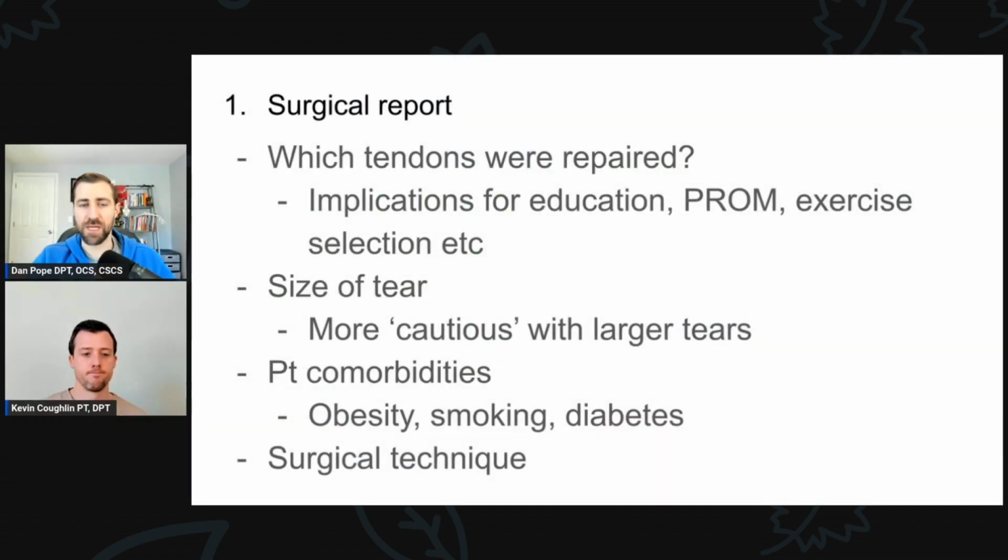I will also ask the surgeon about tissue quality. So was there a lot of fatty infiltrate, calcium? What did that tendon look like? Was it in good shape? If it's in good shape, then I'm just a little bit less scared to push. If it's in terrible shape, probably want to slow things down again, right? All those things. That makes sense. What do you think, Kevin?